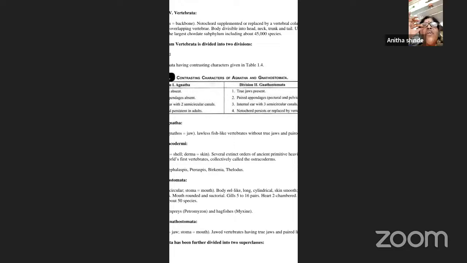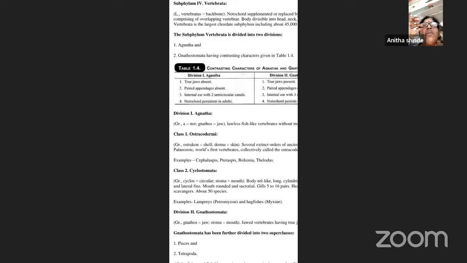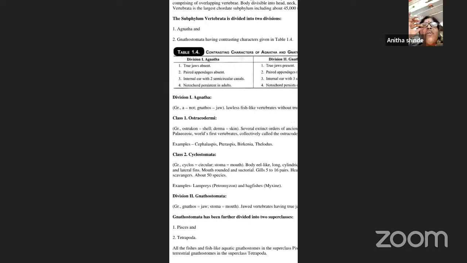Ostracodermi: derma means skin. So it includes several extinct orders of ancient primitive fishes. They are heavily armored Paleozoic forms. They arose in the Paleozoic and they are the world's first vertebrates, and hence they are collectively called ostracoderms. Examples include Cephalaspis, as well as others. So these are the different examples which come under Ostracodermi.